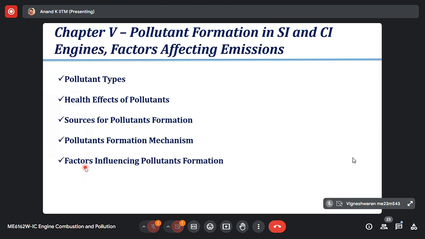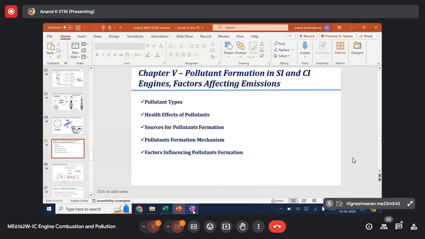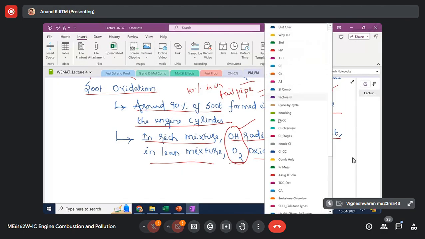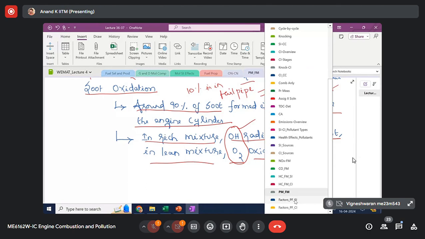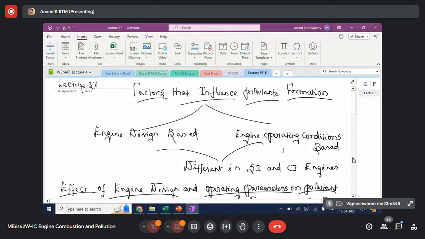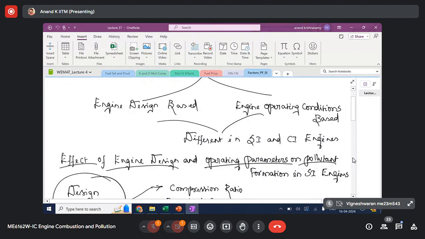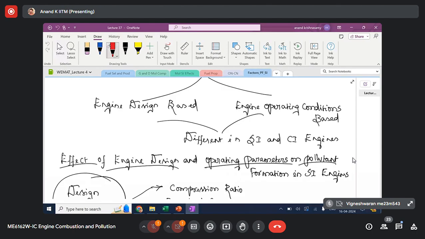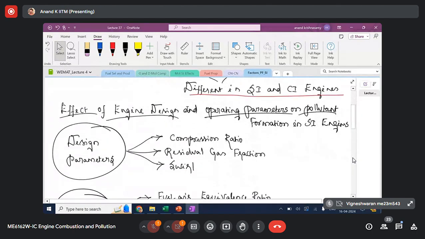We are going to look at what are the engine design or operating variables in SI engine that are going to influence the pollutant formation. Similarly, we are going to look at what are the engine design and operating variables that influence pollutant formation in CI engine. So these are the various factors. As I said, these factors are going to be different in SI and CI engine. To start with, we are going to look at SI engine, spark ignited engine.